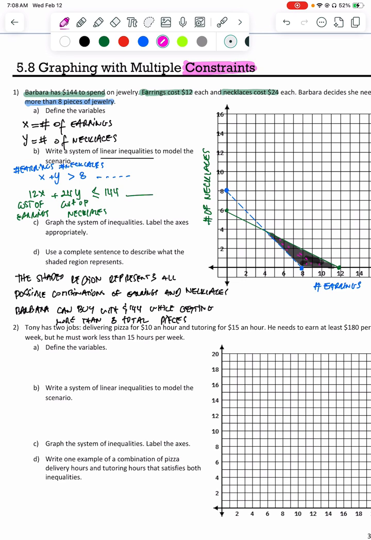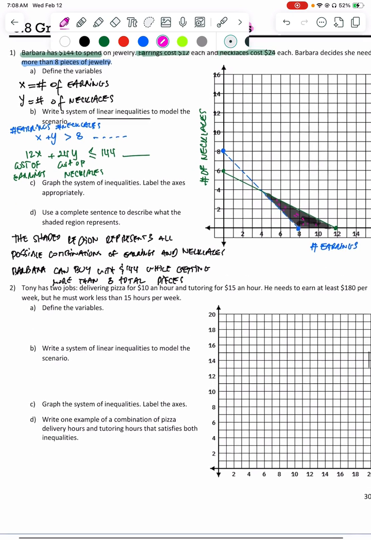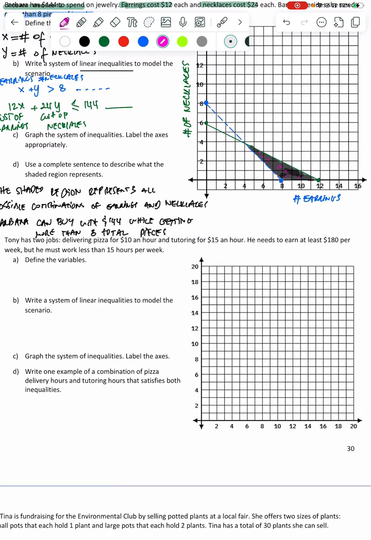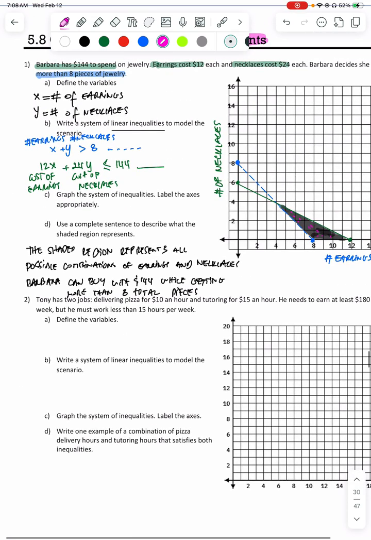It's a pretty simple process. So what I would do if I were you, before looking at the explanation for number two, is give it a shot on your own and see if you can follow what we did in number one and attempt number two. So pause the video, try it, and then play the video again.